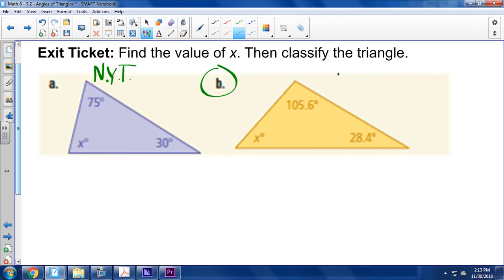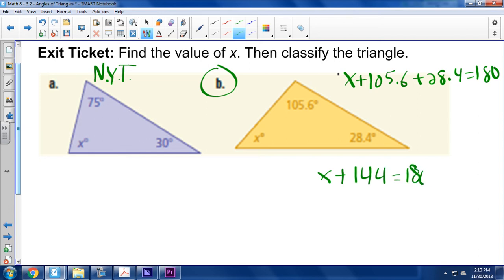With this one over here, I'm going to do x plus the 105.6 plus the 28.4 is equal to 180. So I'm going to have x plus 105.6 plus 28.4. So it is going to be, let's see, 144, I think, I hope, is equal to 180. And if I subtract the 144 on both sides, I get x is equal to 36 degrees. So hopefully that's what we should come up with.